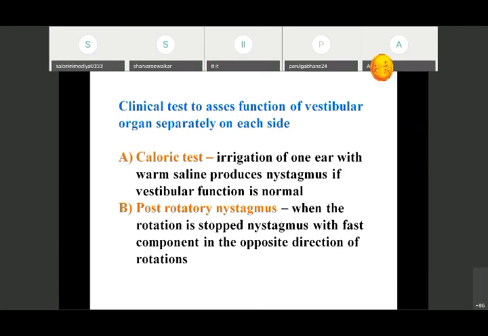Post-rotatory nystagmus is done when the person is asked to sit in a chair and the chair is allowed to rotate. When the rotation is stopped, the nystagmus has its fast component in the direction opposite to the rotation.